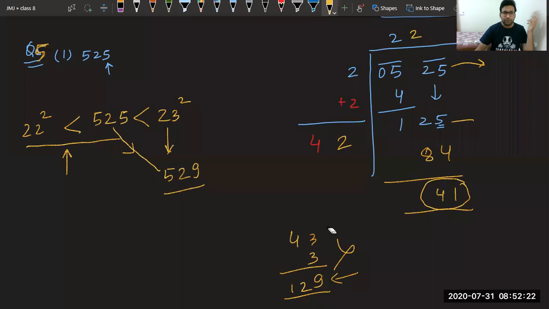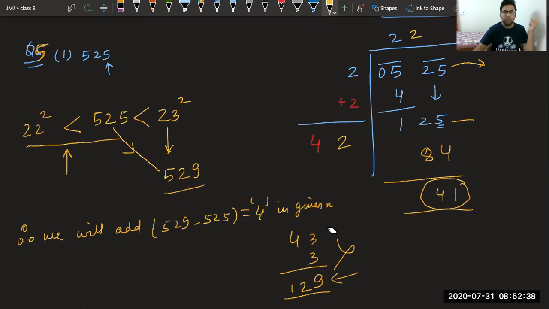Very easy. You will subtract these two. Therefore, we will add 529 minus 525, that is equal to 4 in given number to make it perfect square. That's it. It's very easy. So I hope all of you are getting this? There is one more way to solve this question, but I will not tell you that because it will confuse you. Okay. I hope it is clear to everyone.